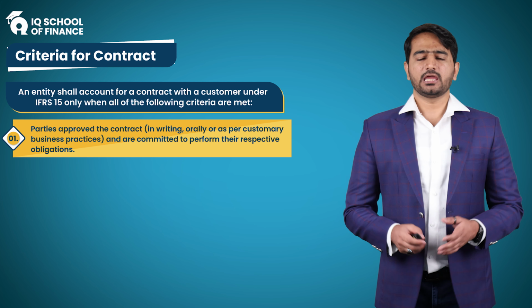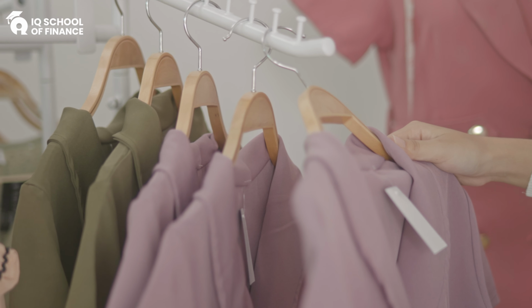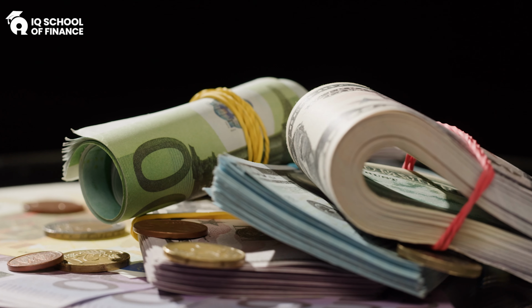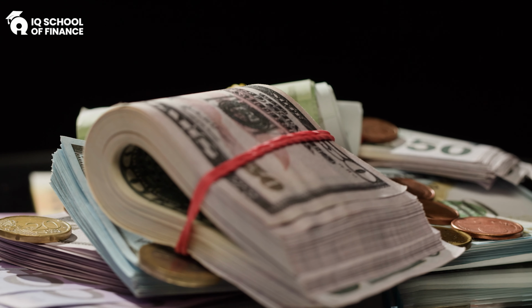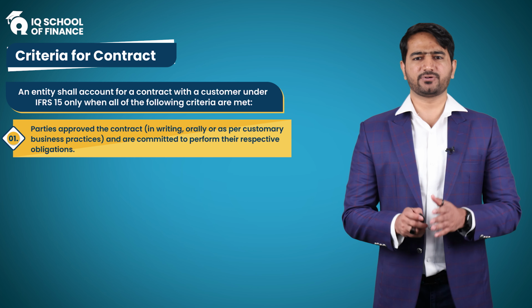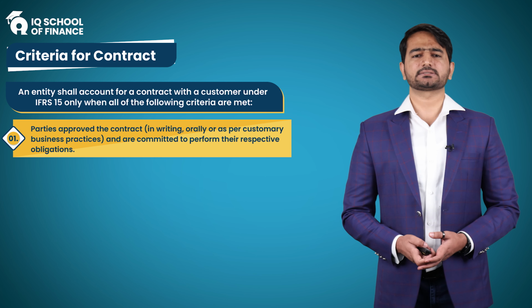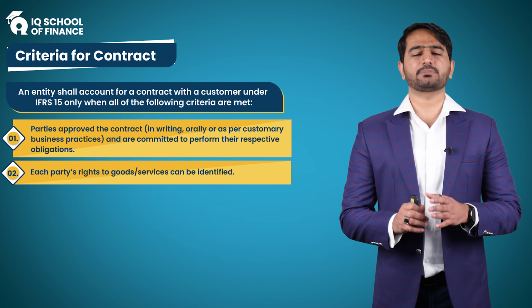For example, if there is a 2-party contract, one party promises to provide goods and services to the other party, that is the customer, and the customer promises to pay consideration for such goods and services. So the approval of the parties and their commitments toward their obligation is the first criterion for our contract to be made. After this, the second criterion is that each party's rights to the goods and services can be identified.